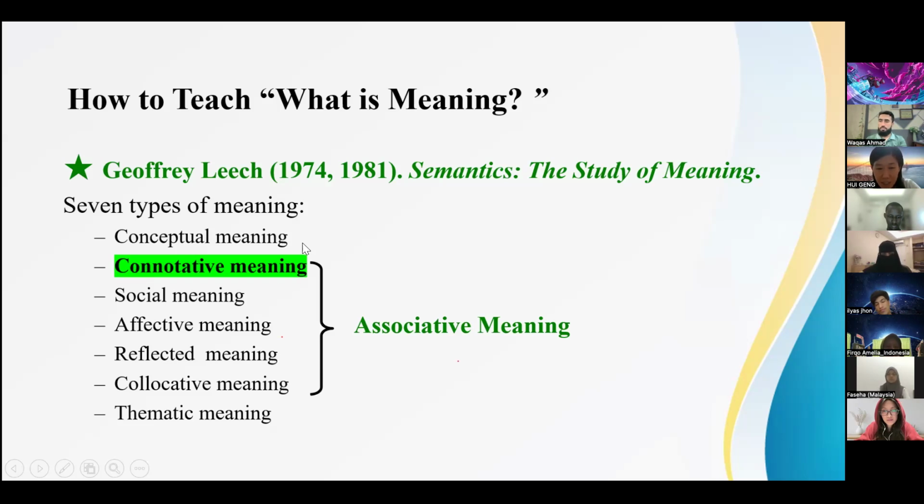Conceptual meaning, which is the literal meaning, word for word meaning, or the surface meaning, or that we can check the meaning from the dictionary. And we also got associative meaning, which contains connotative meaning, social, affective, reflected, collocative, and thematic meaning. So today we'll just focus on connotative meaning because our lecture's time is limited. All right. So how are you going to teach connotative meaning? What does it mean by connotative meaning?